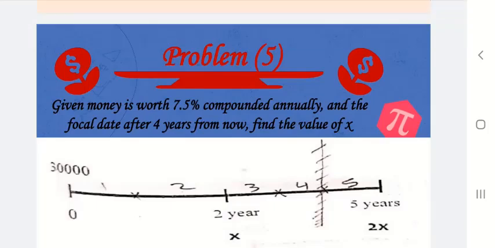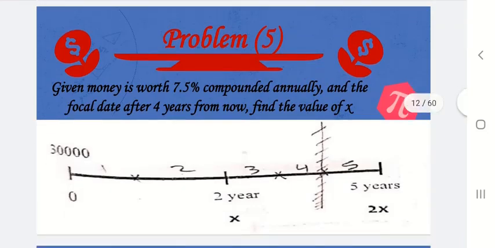Problem number 5. Given money is worth 7.5% compounded annually, and the focal date is 4 years from now, find the value of X. Also, in this example, we will exchange one old obligation, $30,000, with 2 new obligations, X and 2X.